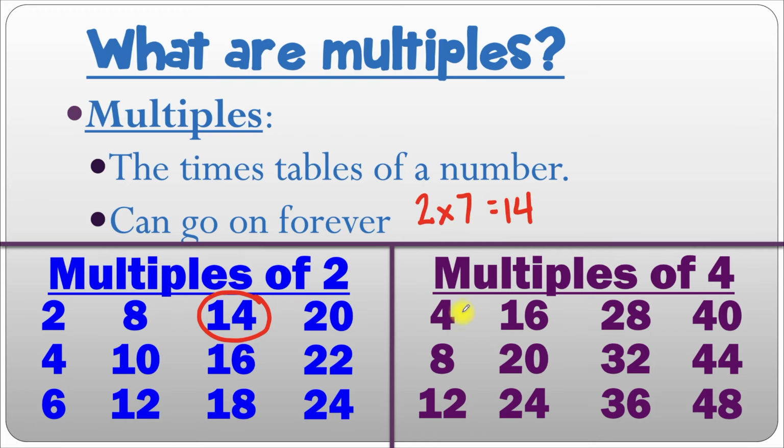Here's another example. Let's say I wanted to know what 4 times 11 was. Well, we could go to our multiples of 4 and then just count to the 11th one. So here we go. 1, 2, 3, 4, 5, 6, 7, 8, 9, 10, 11. This is the 11th one. So therefore, 4 times 11 equals 44.